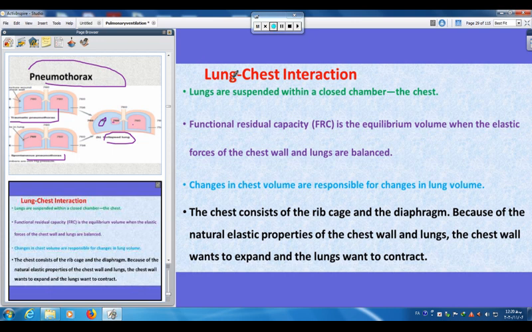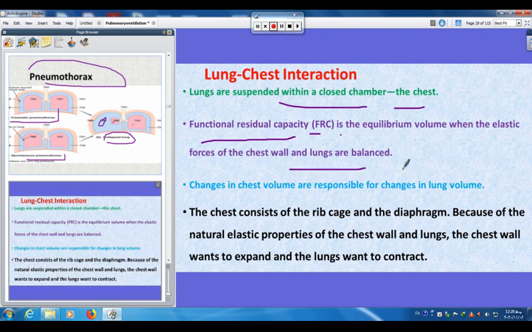Lung chest interaction. Lungs are suspended within a closed chamber, named the chest. Okay, functional residual capacity (FRC). FRC is the equilibrium volume when the elastic forces of the chest wall and lungs are balanced. Okay, changes in the chest volume are responsible for changes in the lung volumes. The chest consists of the rib cage and the diaphragm.